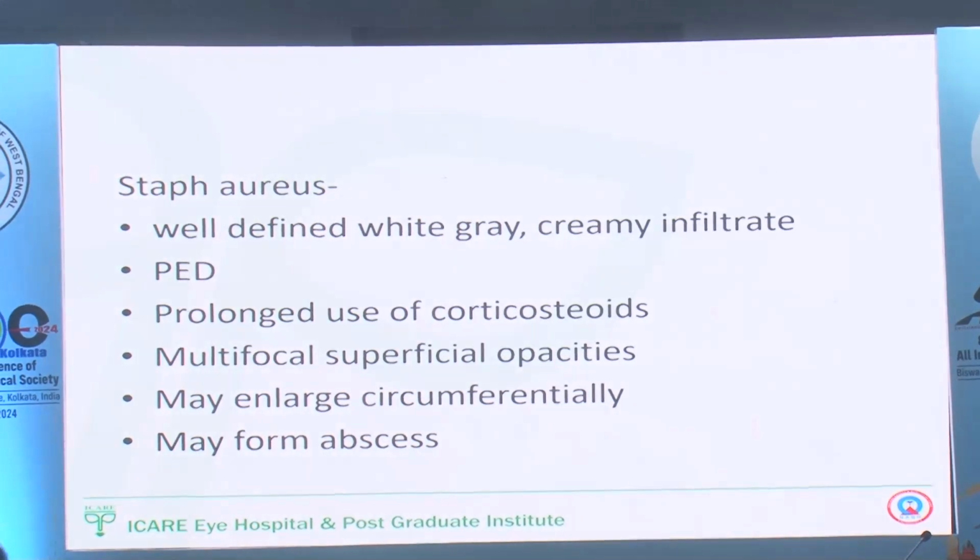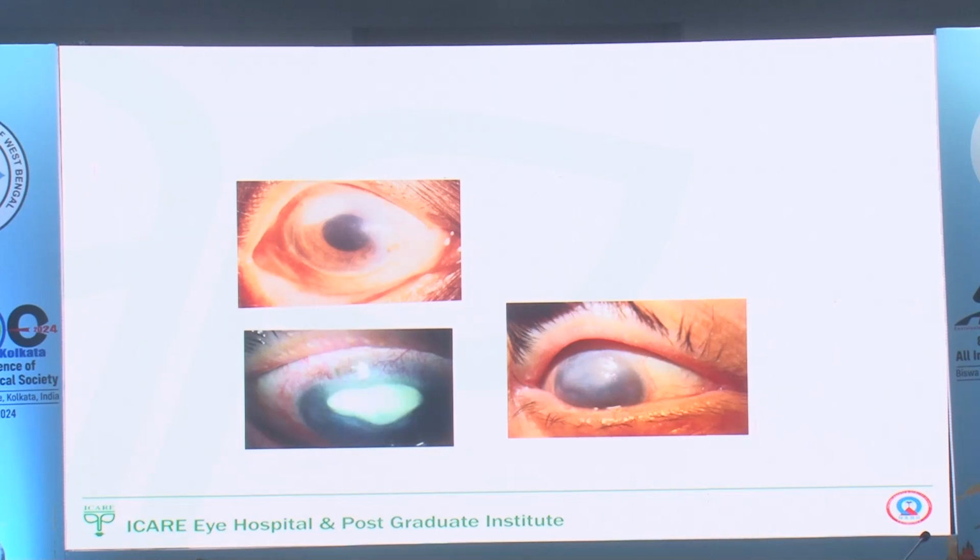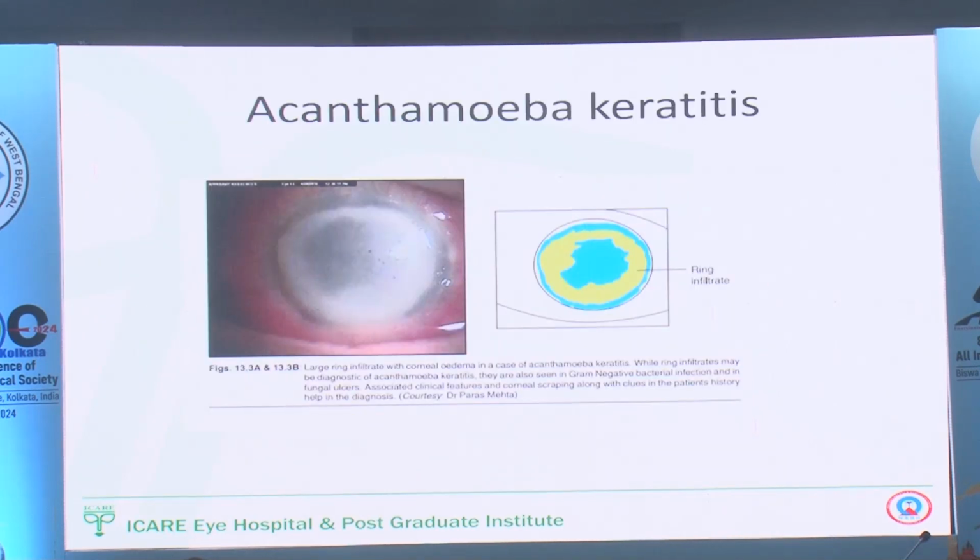Staphylococcus aureus: well-defined, white-gray, creamy. There could be PED. It may be due to prolonged use of steroids, multiple opacities, may enlarge circumferentially, may form an abscess. So here you can see staphylococcal infiltrates.